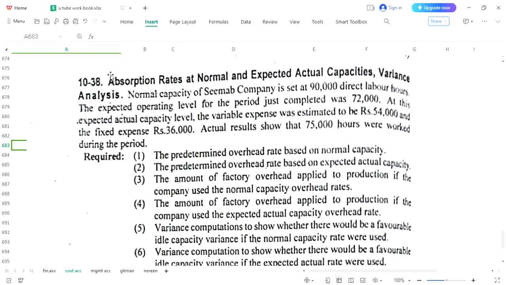Hey guys, hopefully everyone is doing well. Today's target is to solve question number 10.38. Chapter name is Factory Overhead Variance. Several previous questions have been solved. Their lectures are available in the same channel.